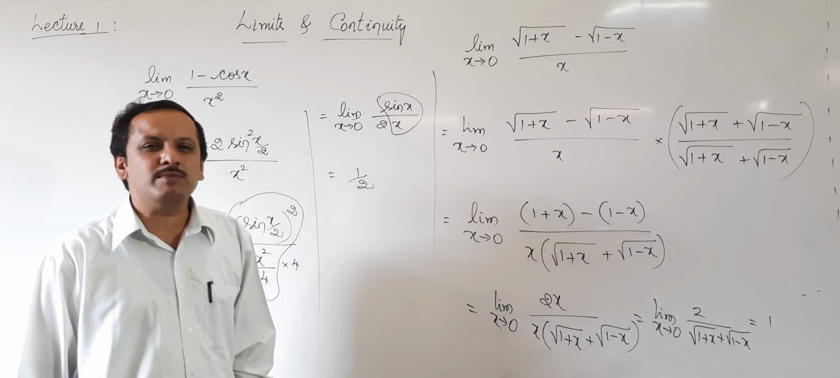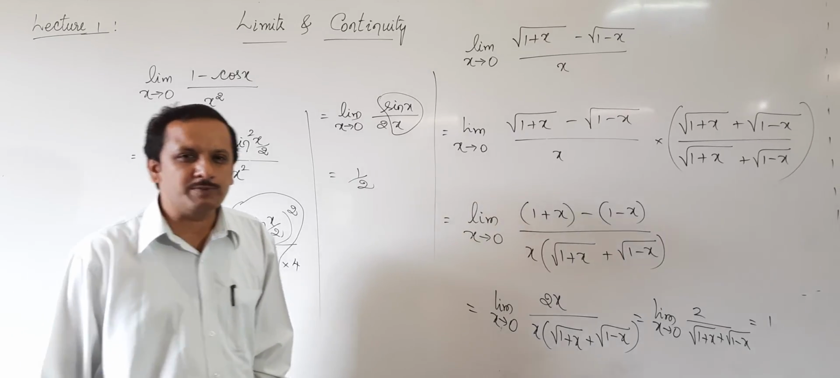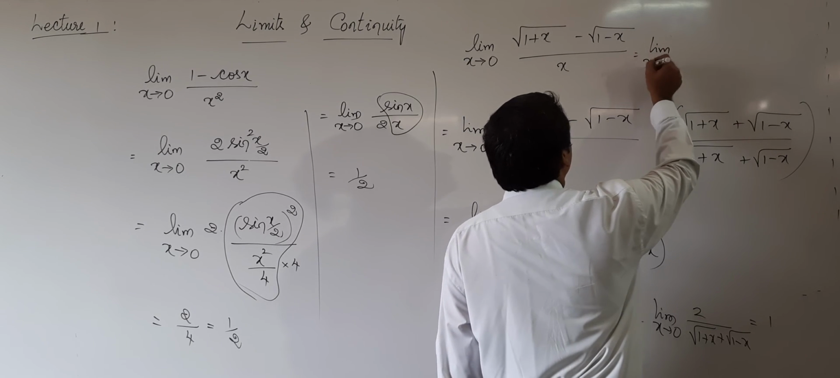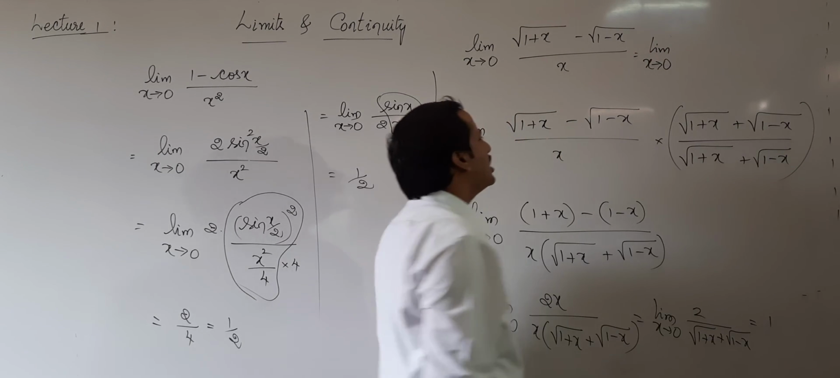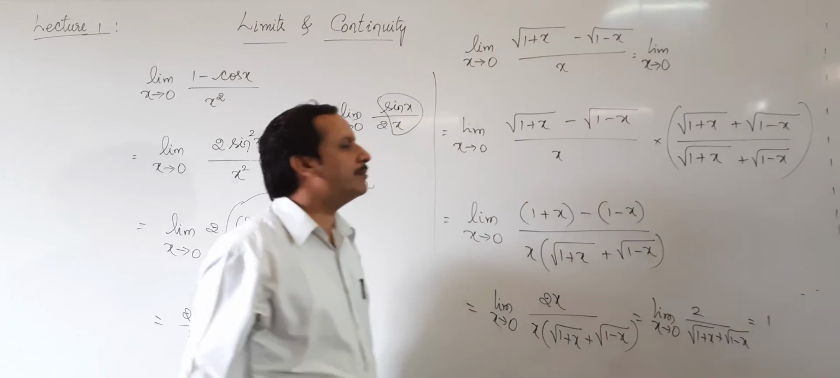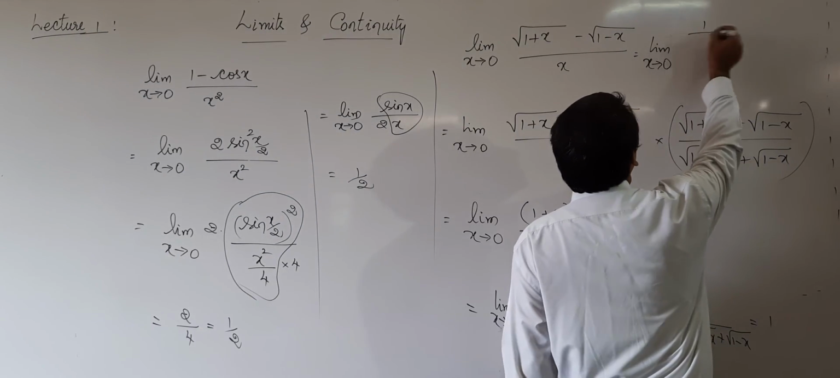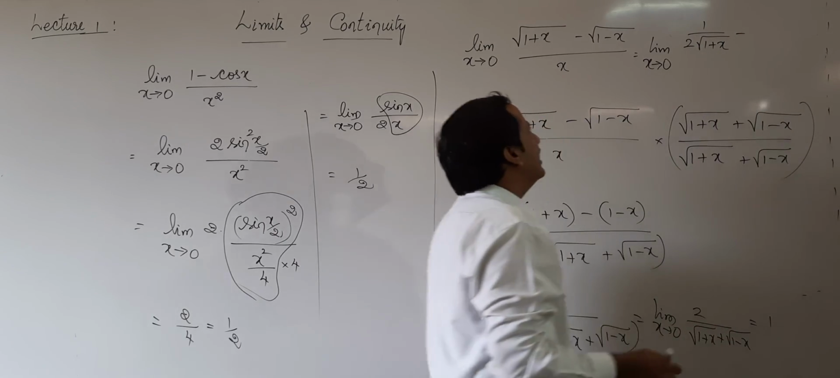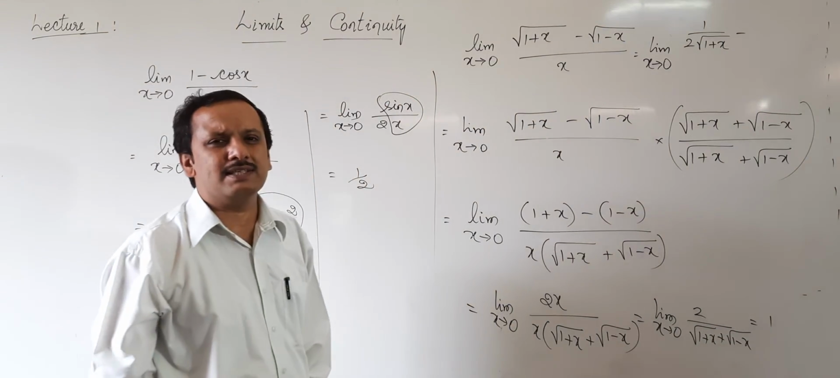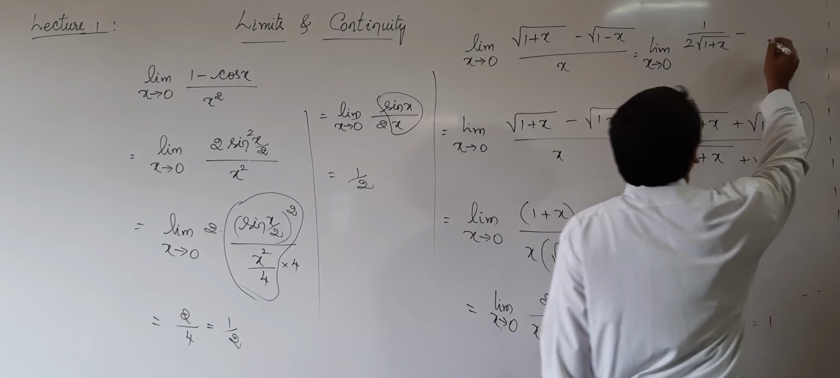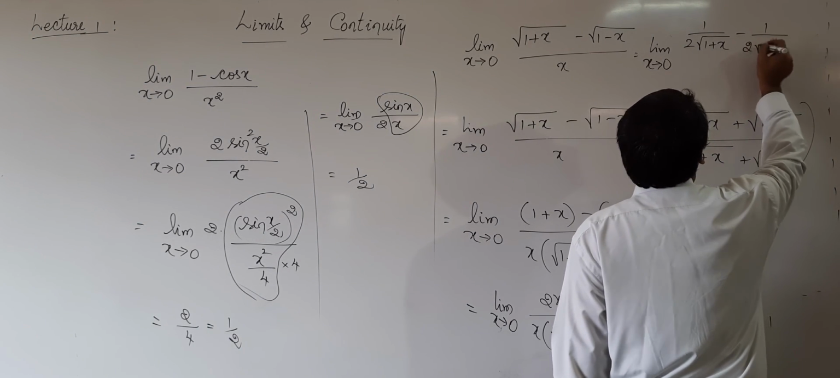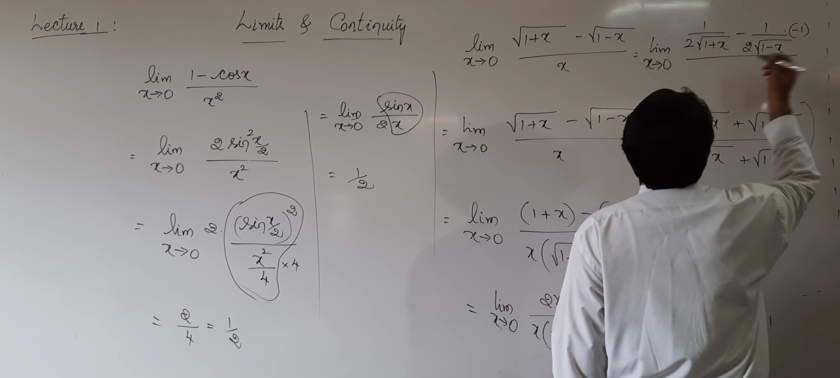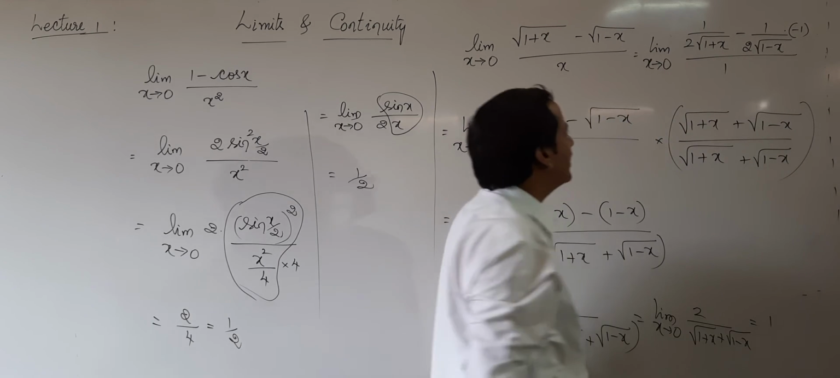Now that it is in the form 0 by 0, I can use L-Hospital's rule. So L-Hospital's rule, what does it suggest? Differentiate the numerator. Derivative of root 1 plus x is 1 by 2 root 1 plus x, minus the derivative of root 1 minus x. Derivative of root 1 minus x is 1 by 2 root of 1 minus x into minus 1, divided by derivative of x, this one.